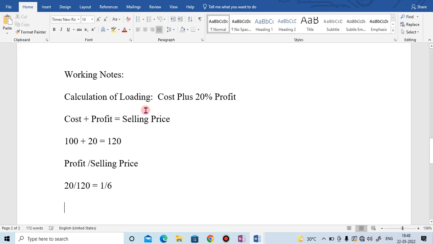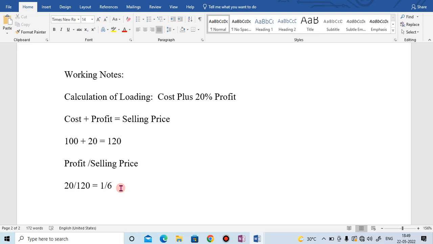This is the method of calculating loading: cost plus profit is equal to selling price. Assume cost as 100 rupees, profit is given as 20, so selling price will be 120. Further, profit upon selling price, 20 upon 120, is equal to 1 upon 6, which is the ratio of the profit. On the 4 things you are required to calculate loading: first is opening stock, second goods sent to branch, third goods returned by branch, and last is closing stock.